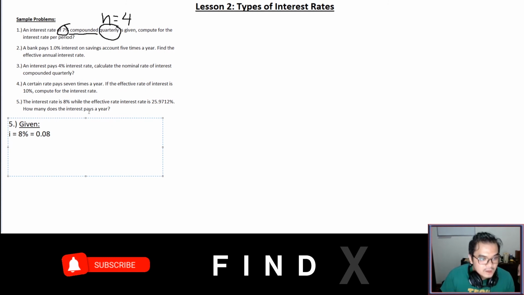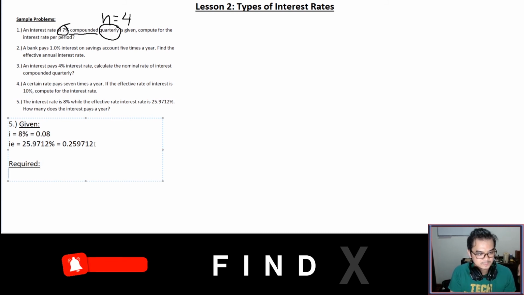Okay, so the effective rate of interest is 25.9712%, so we have here ie must be equal to 25.9712%, or this is also equal to 0.259712, dividing it by 100. How many times does the interest pay a year? So we are now required to find how many times, and that will be your n.